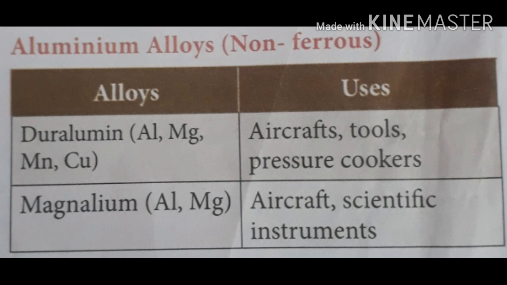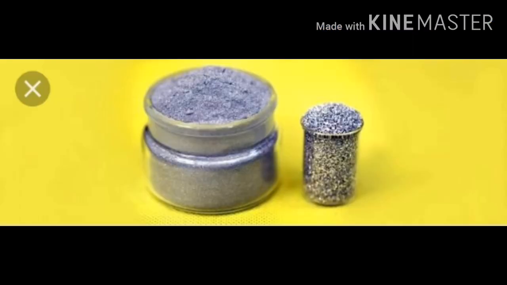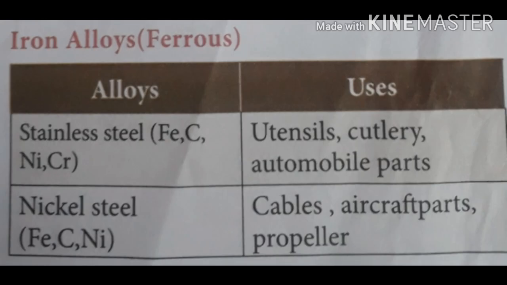The next alloy of aluminium is magnalium. The name itself consists of magnesium, a combination of aluminium and magnesium. So this also consists of 2 metals, that is aluminium and magnesium. It is also used in the manufacturing of aircraft. Next, the scientific instruments that we are using in our labs are mainly made up of this aluminium alloy, magnalium. So these are the 2 non-ferrous alloys that we have seen.